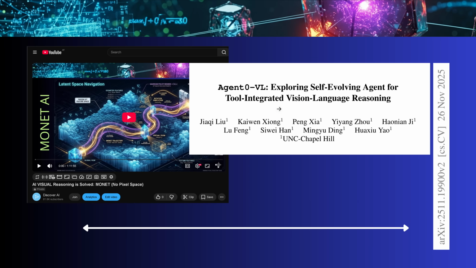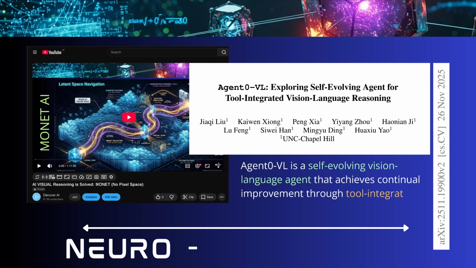So we have our symbolic AI integration. So beautiful. Please notice now it's not Stanford University anymore. Now we just have the University of North Carolina, Chapel Hill. And those are beautiful authors. November 26, 2025. This here is the reference for you. So Agent0 vision language is now real, similar to our textual agent. The vision language is now a self-evolving vision language agent that achieves a continual improvement through a tool-integrated reasoning, a tool-integrated evaluation, and a tool-integrated self-repair function.